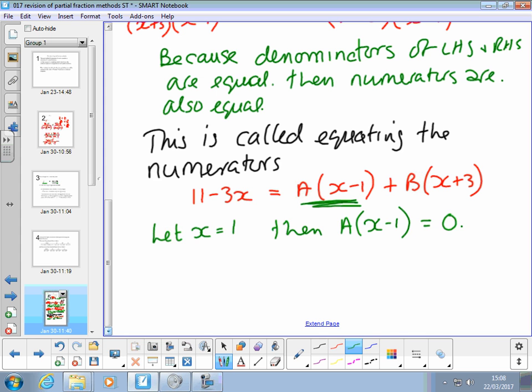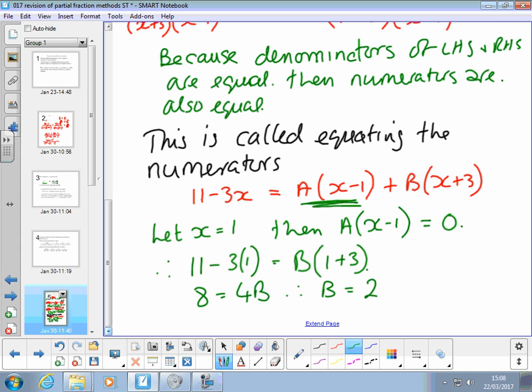And we can then go, therefore, 11 minus 3 times 1 is equal to b(1 plus 3). And to start with, it's useful to write all these things out longhand until you get used to it. So this is 11 minus 3 is 8, is equal to 4b. Therefore, b is equal to 2. Get that?